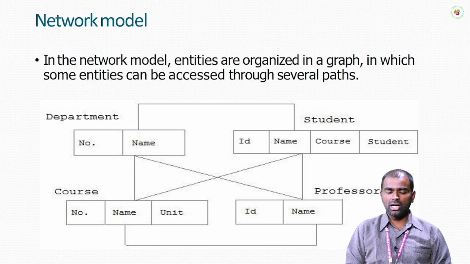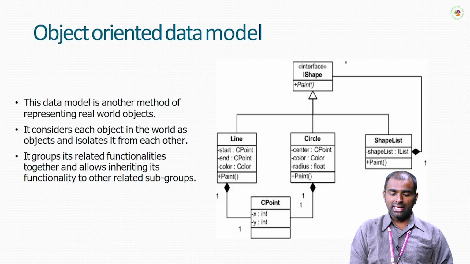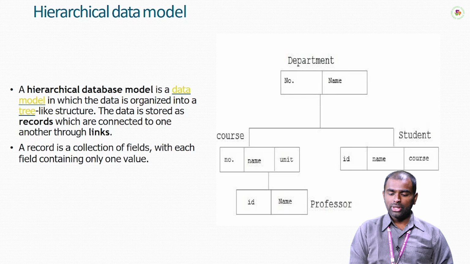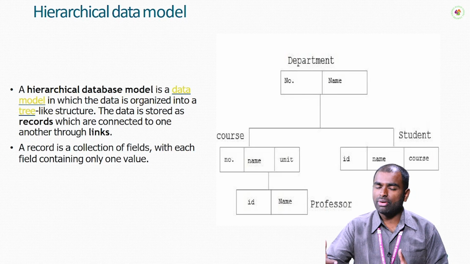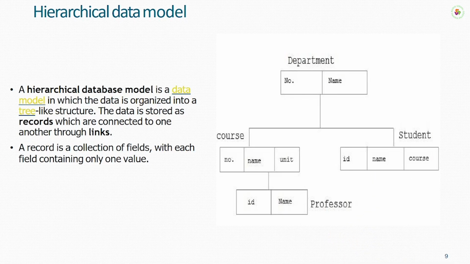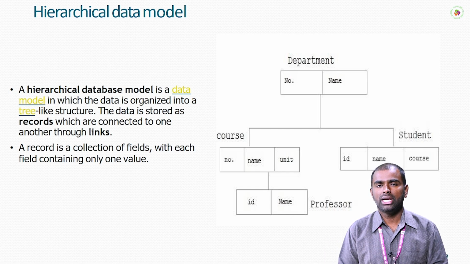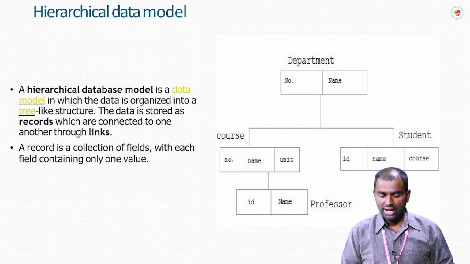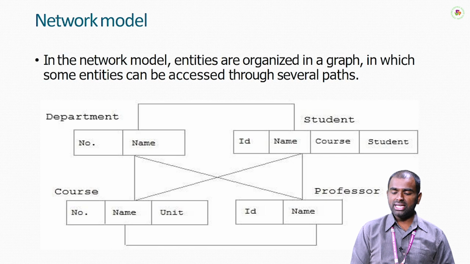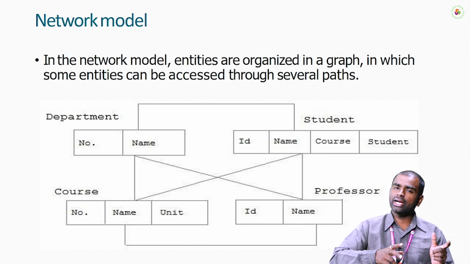In hierarchical, it is not like that. Different levels are there, higher level and lower level. From department, it is connected to course and students only. Course is connected to professor only. Like that, in different levels you have the information, whereas in the network model any entity can be connected to any entity.